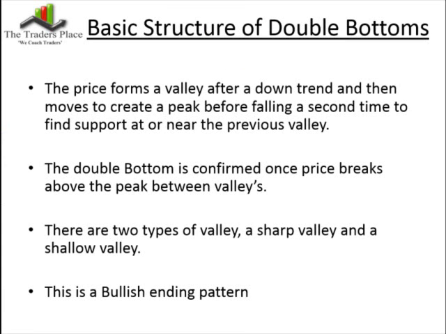Basic structure of a double bottom. The price forms a valley after a downtrend. It then moves to create a peak before falling a second time to find support at or near the previous valley. The double bottom is confirmed once the price breaks above the peak between the two valleys. There are two types of valley, a sharp valley and a shallow valley. We'll have a look as we get to the charts. Please note that this is a bullish ending pattern, so we require the downtrend first. Once a double bottom forms, that would be considered bullish and the potential end of a downtrend.